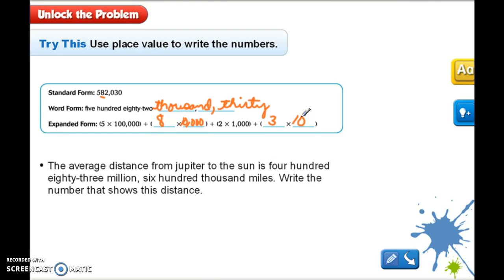The average distance from Jupiter to the sun is 483,600,000 miles. Write the number that shows this distance. So we have the millions period and we have the thousands period. Do we have anything in that ones period? No, so we're going to fill that with zeros. We should have 3 zeros in the ones period, and we're going to put a comma.